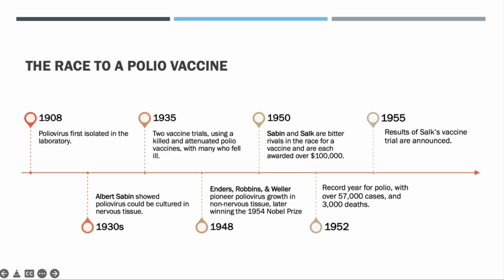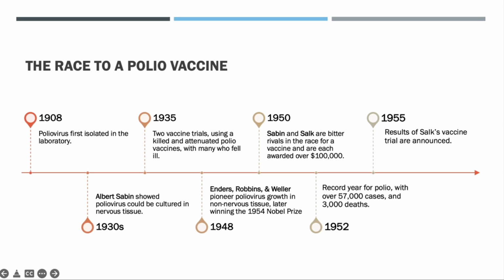Looking at just a quick timeline of the history of polio vaccination, it's really first isolated in the early 1900s. Albert Sabin showed that poliovirus could be cultured in nervous tissue. Of course, I'll talk more about him and his work with the live vaccine. In the 30s, a couple of vaccine trials were actually unsuccessful, and that's possibly a lesser known fact that there were some unsuccessful trials prior to the more famous trials with Sabin and Salk.